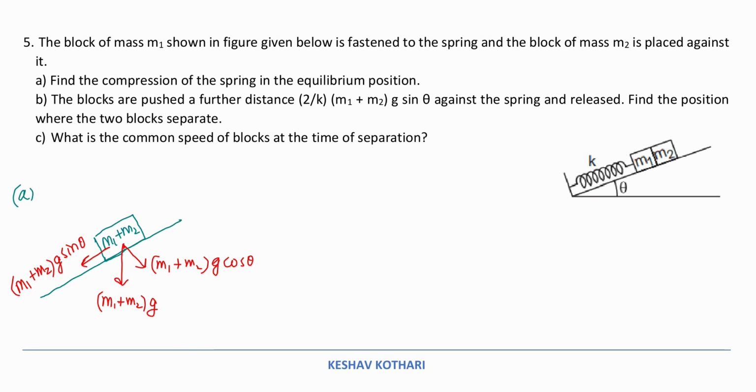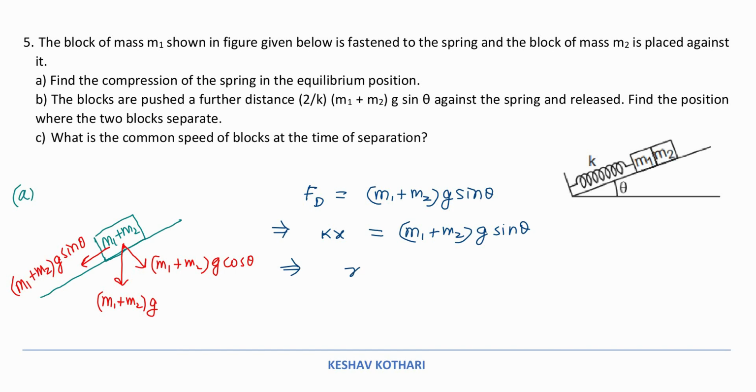So over here I can say that the force which is producing the compression is the downward force down the incline, that is (m1 plus m2) g sin theta. So if I write k x, which is equal to (m1 plus m2) g sin theta, from here we can calculate the compression produced as (m1 plus m2) by k, g sin theta. So this is the first problem which is being asked: find the compression of the spring in equilibrium position.